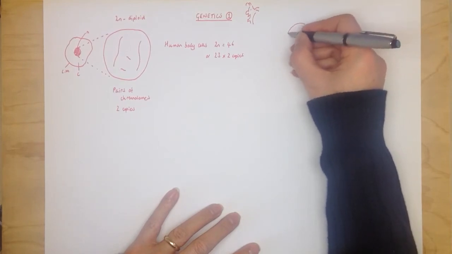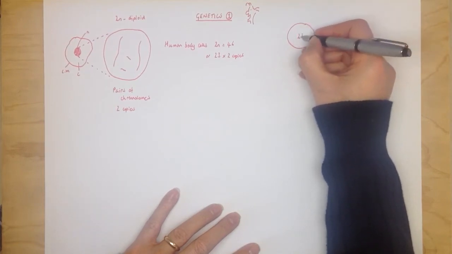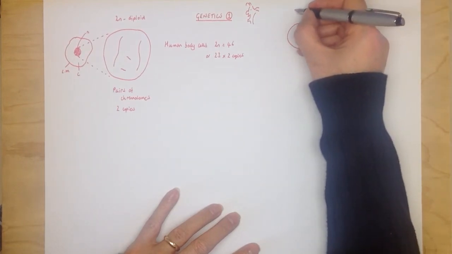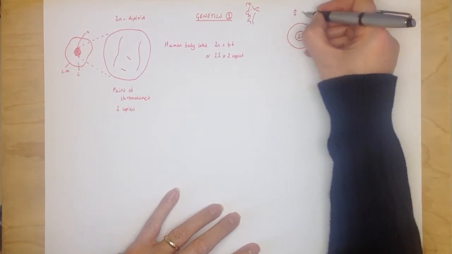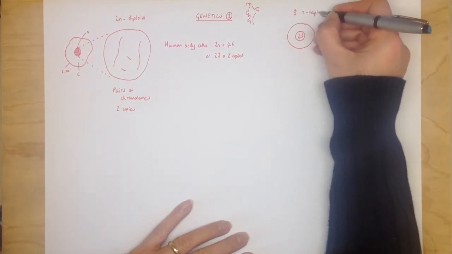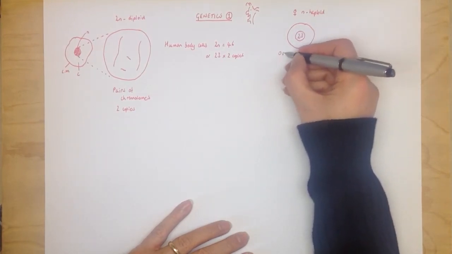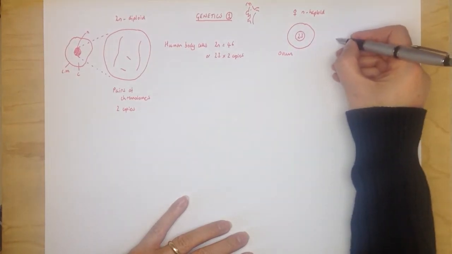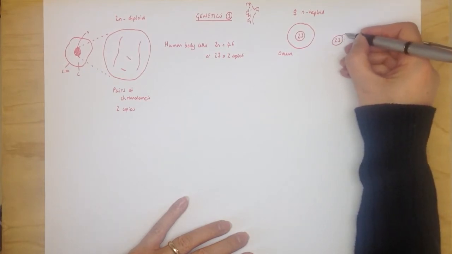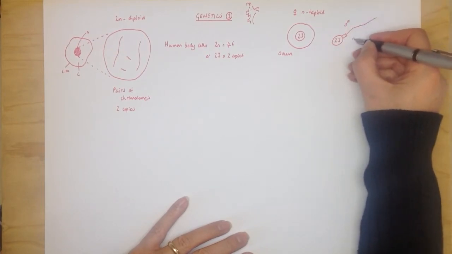For example, if you take an ovum, you might know it as an egg. Inside the egg's nucleus, you'll only have 1 copy of each chromosome. This means it's n, not 2n, but n, which means that it's haploid, which means it only has 1 copy of each of the 23 different chromosomes. The sperm from the male is the same. It only has 1 copy of each chromosome. So the sperm is haploid as well. That's n.